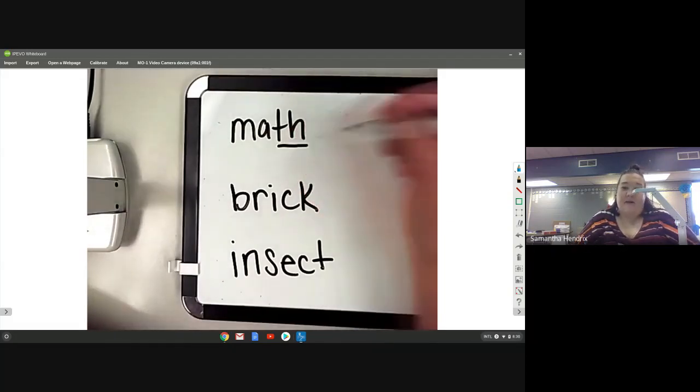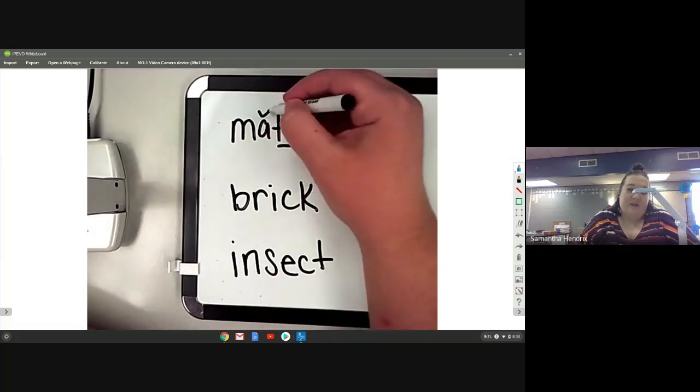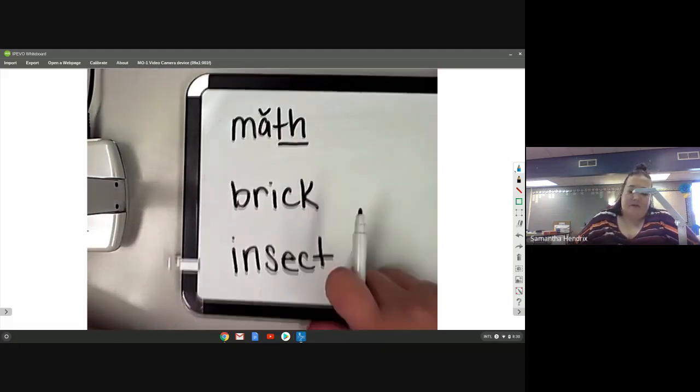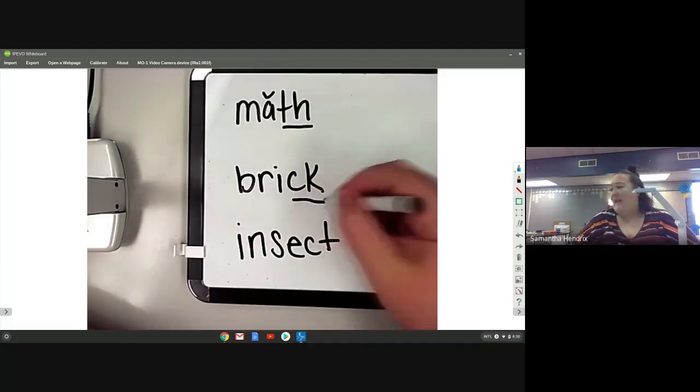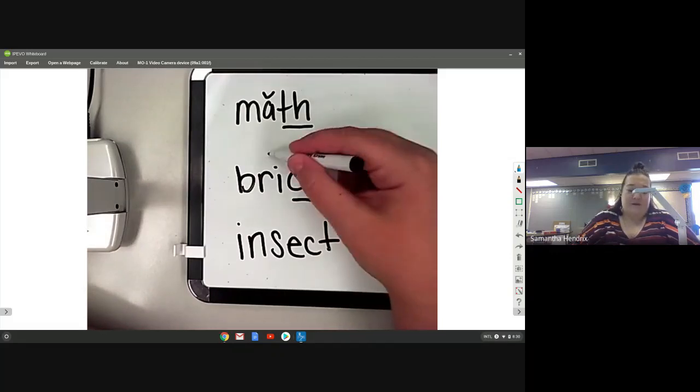Underline digraph TH, and this vowel is going to be short because it's followed by a consonant. Let's look at this word. We have digraph CK. We have short vowel.